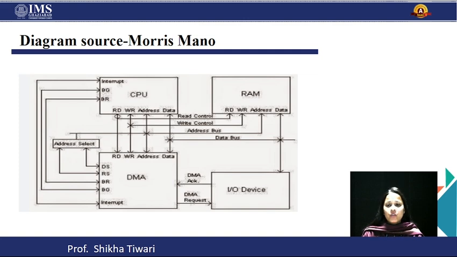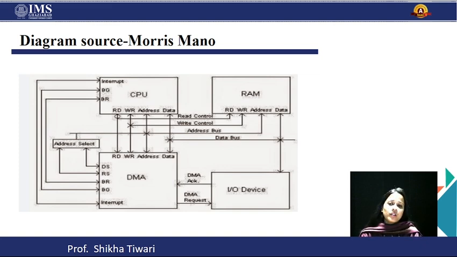See, you have in CPU BG and BR. So BG stands for bus grant and BR stands for bus request. And CPU also has a signal, that is interrupt. In DMA, the same data bus, address bus, read line and write operation is shared. RAM is also sharing read control, write control, address bus, data bus, and there is input output device.